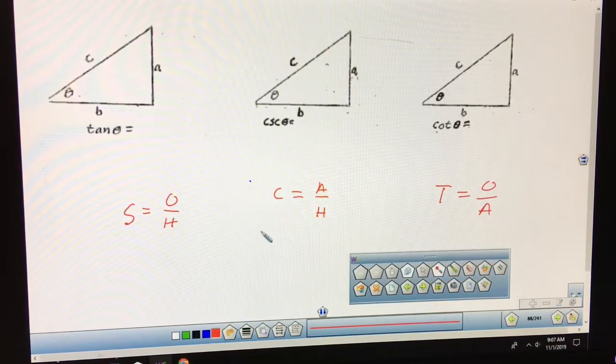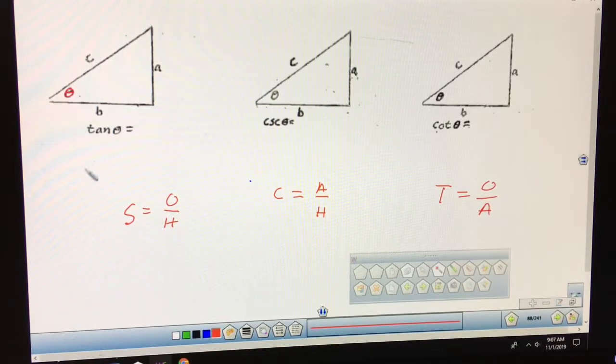SOHCAHTOA is going to show up a lot. So it's asking for the tangent of angle theta, and theta is just a Greek letter, a variable for that angle. Opposite that angle, this side here is opposite. This side here is adjacent to that angle. I know the hypotenuse is adjacent to the angle, but it's the hypotenuse, so let's label it as such. Tangent is opposite over adjacent, so that's going to be A over B.